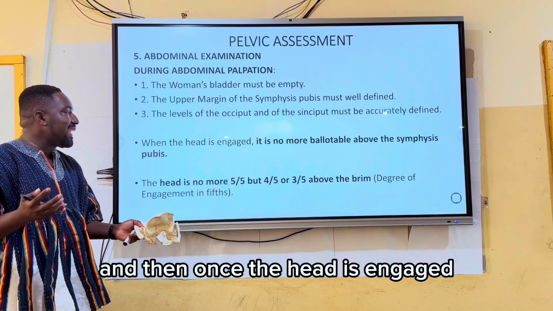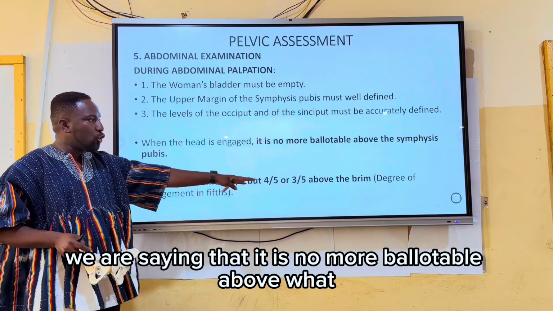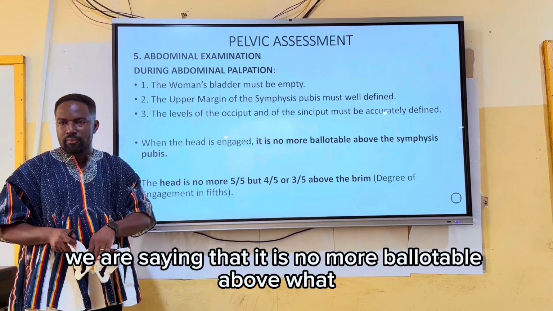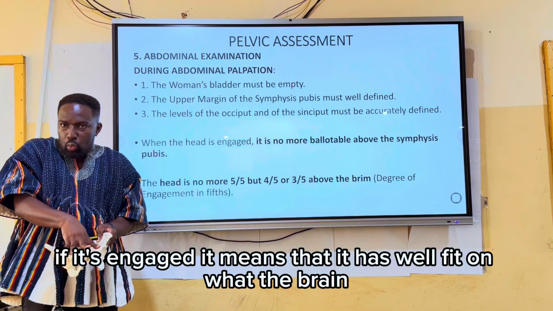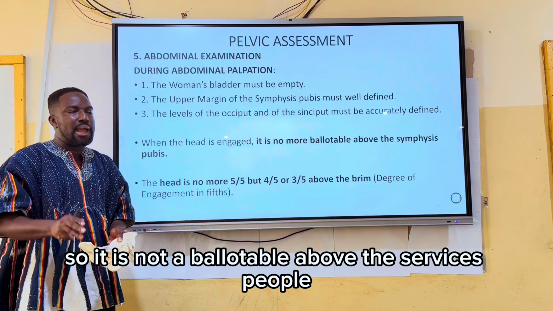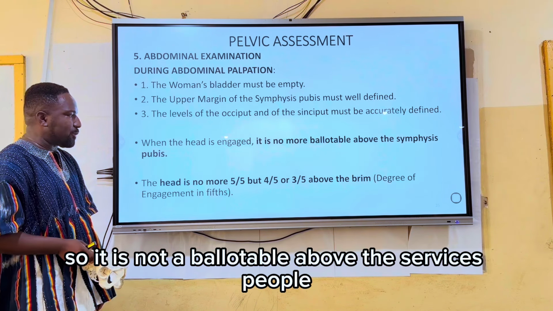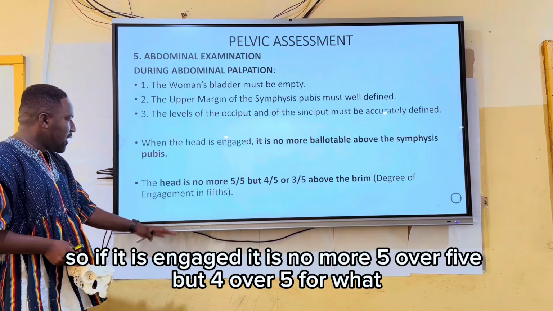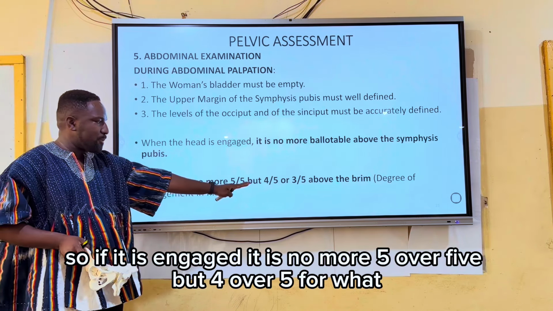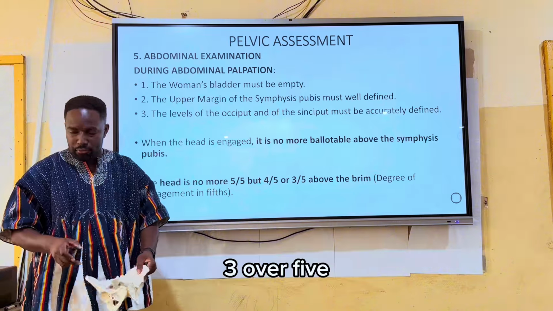And then once the head is engaged, we are saying that it is no more ballotable above what? The symphysis pubis. If it's engaged, it means that it has well fit on what? The brim. So it is not ballotable above the symphysis pubis. And the degree of engagement is measured in what? In fifths. So if it is engaged, it is no more 5/5, but 4/5 or what? 3/5.